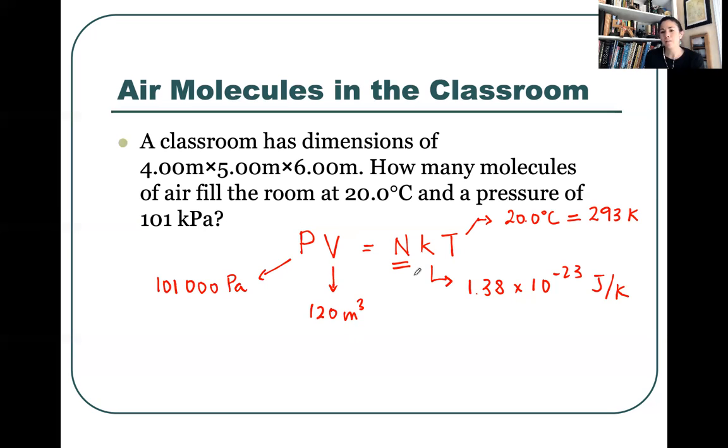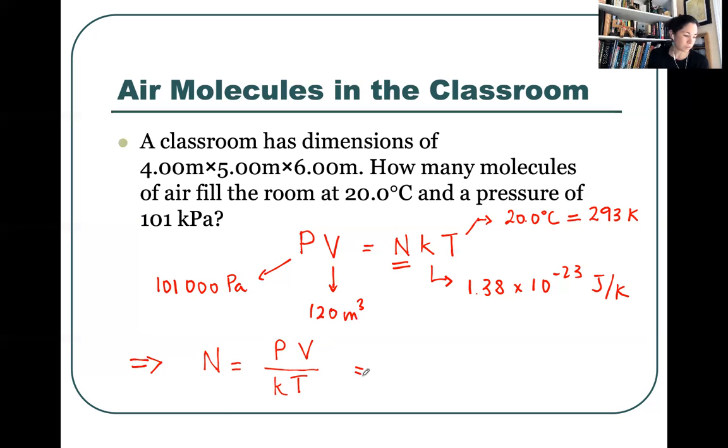Okay, so I know everything. I'm solving for N. So what I can do is, since I'm solving for N, I can divide on both sides by K times T, right? If I do that, and please take your time to do the steps so you don't miss something, then if I solve for N, this equation is going to be the pressure times the volume divided by Boltzmann's constant and the temperature. All right, so let's plug that in our calculator.